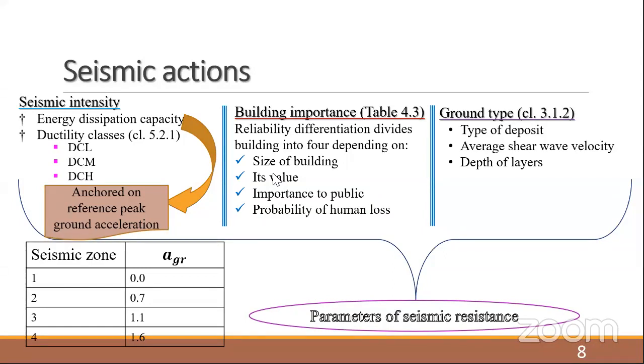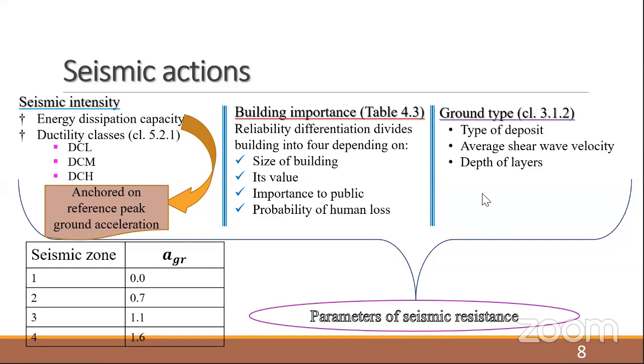Values have been tabulated in Table 4.3 of the Eurocode. We are going to get that later on. But basically, the reliability differentiation divides building importance depending on four matters: the size of the building, its value, importance to the public, and the probability of human loss. Say, for example, under the probability of human loss, are you designing an agricultural farm or are you designing a residential building? Those two kinds of buildings differ in the probability of loss, based on their occupants.